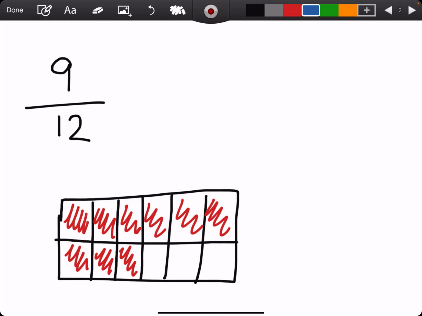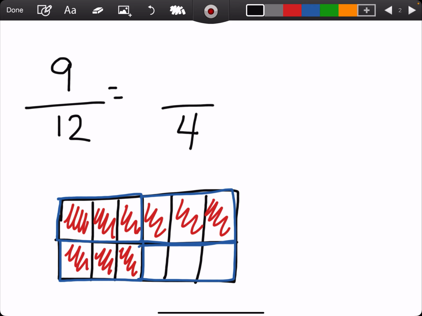So let me try groups of 3. Now watch this. 1, 2, 3 in that group. I could do 3 in this group, 3 in this group and 3 in this group. Was I able to make equal groups? Yeah, I was able to make 4 equal groups. Well, how many of those groups are completely shaded in? 1, 2, 3.